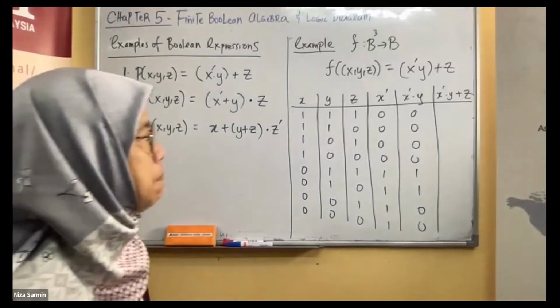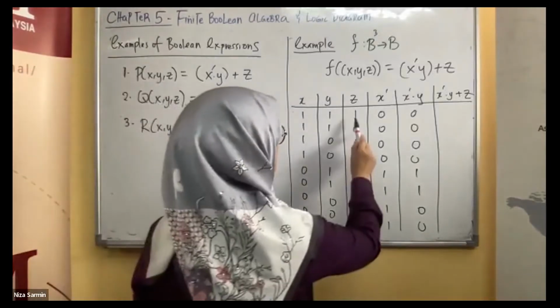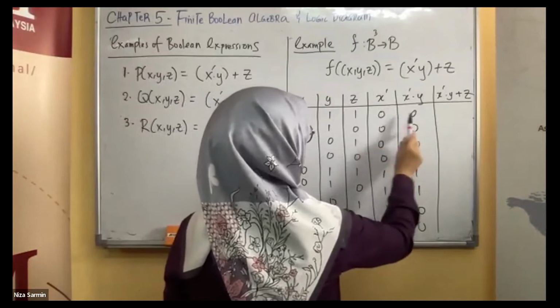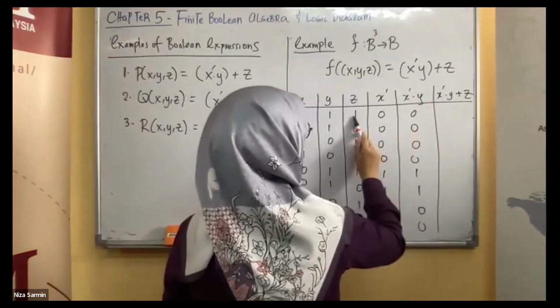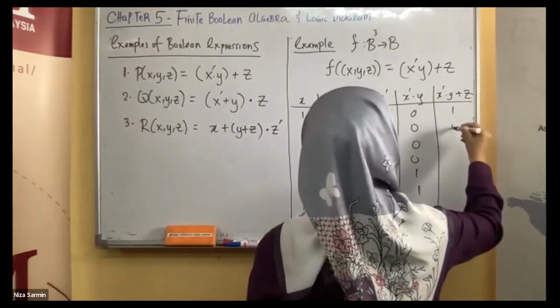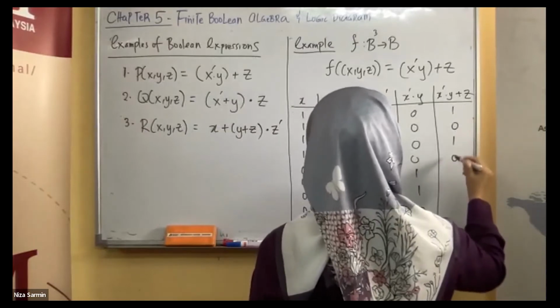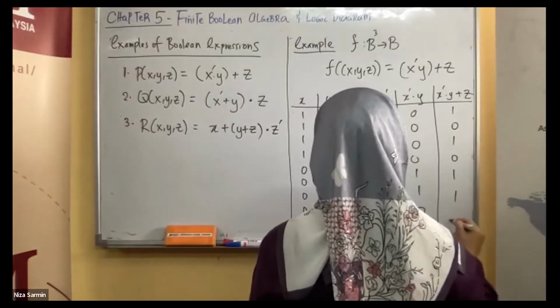And then this is a plus. So you just see this and this, right? This and this. You want a plus. Okay. 1, 0, 1, 0, 1, 1, 1, 0.